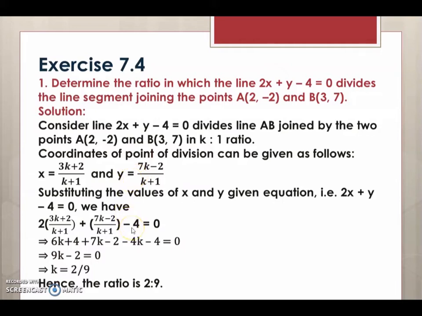I have substituted (3k plus 2) by (k plus 1) in place of x and (7k minus 2) by (k plus 1) in place of y, and I have solved it like a linear equation because here k is the variable. So k you will get as 2 by 9, which means 2 is to 9. That is the required ratio.